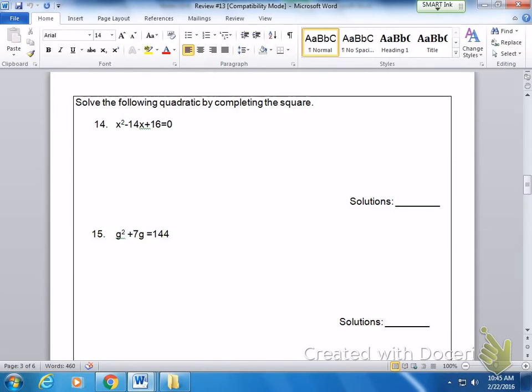This one is our third way, and this is what we did yesterday. This is our completing the square. Now, you're going to have to be careful on the test. I'm pretty sure they're in some order, but make sure you read the directions. So we're going to complete the square real quick. We're going to look at the first one.